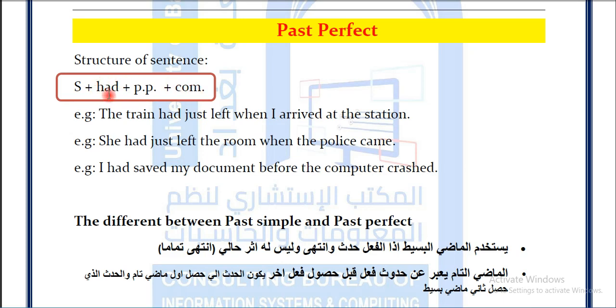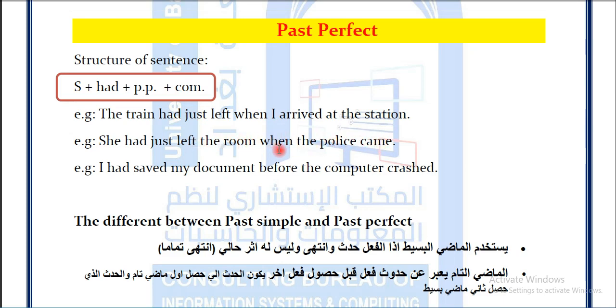With the present perfect, we use has or have according to the subject. But here, all of them take had, plus past participle, plus complete sentence. We use past perfect when we talk about something that happened before other things. Here we should have a conjunction in order to indicate that we have two actions. For example, the train had just left when I arrived at the station. So before I arrived at the station, the train had left. We have two actions, one happened before the other. She had just left the room when the police came.